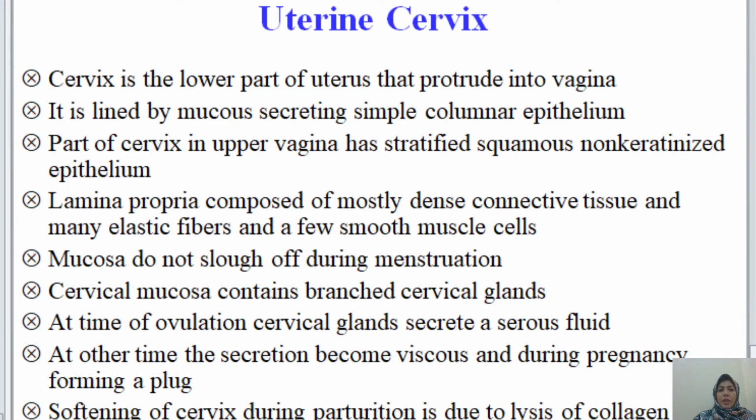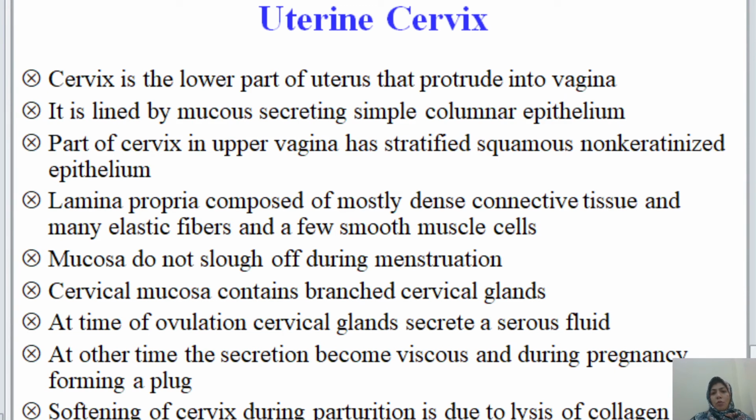Okay, what is the cervix of the uterus, or uterine cervix? It is the lower part of the uterus that ends in the vagina, and it is lined by mucus-secreting simple columnar epithelium. The part of the cervix in the upper vagina has stratified squamous non-keratinized epithelium, and the lamina propria of the cervix is composed of mostly dense connective tissue, containing many elastic fibers and a few smooth muscle cells.